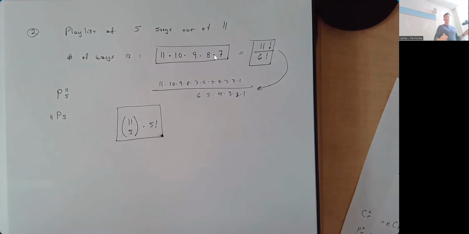Because you're saying 11 choose 5. I want to choose 5 songs out of 11. But if I'm just choosing any 5, order doesn't matter. But I'm saying here order does matter. So then I'm going to multiply that by 5 factorial because I'm going to think of there being 5 factorial, 5 times 4 times 3 times 2 times 1, ways of reordering those 5 songs that I've picked.